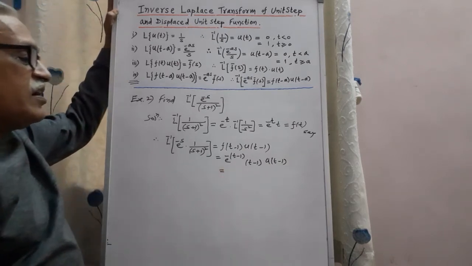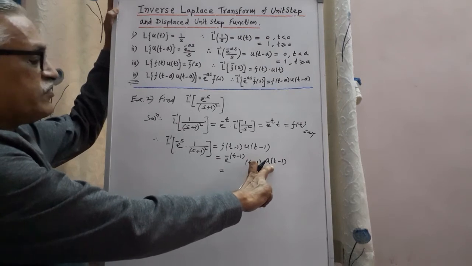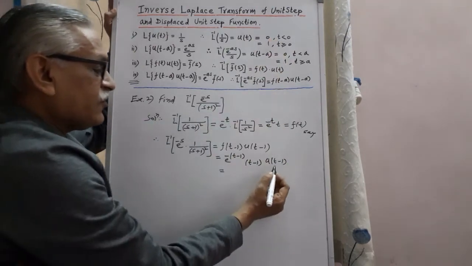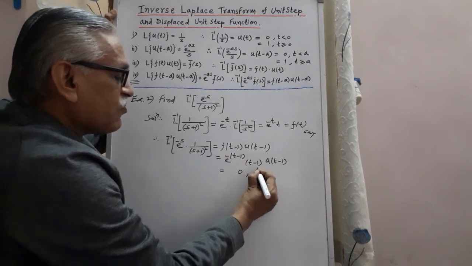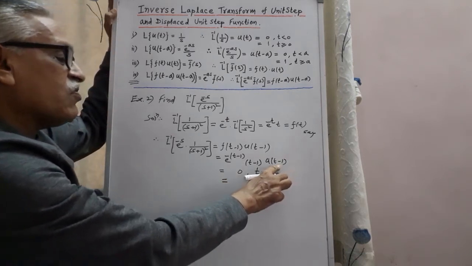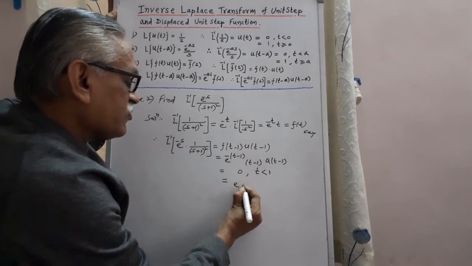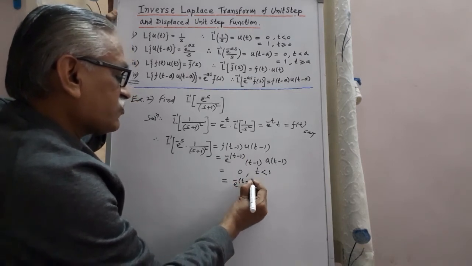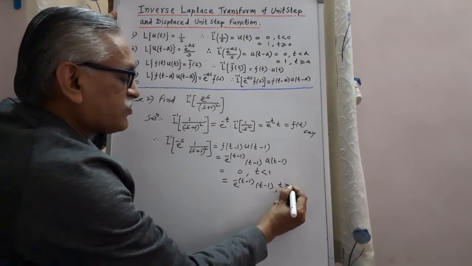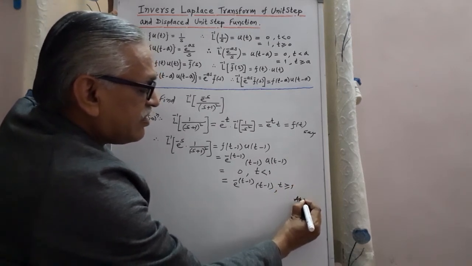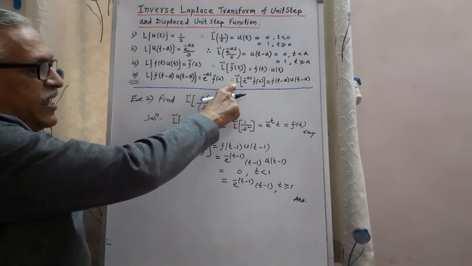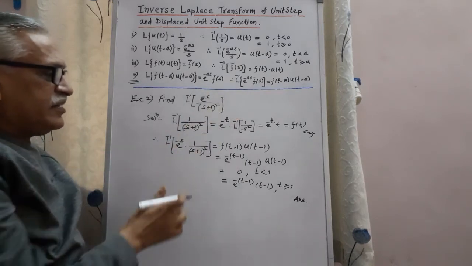And then it is equal to, find the values by applying the definition of this unit displaced step function having two values, 0 and 1. Therefore, when we substitute the value 0 here, this term becomes 0 for t less than a, here 1. And the second value is 1, into this we get e raised to minus (t minus 1) into (t minus 1) for t greater than or equal to 1. This is the required answer, the required inverse Laplace transform. Once again, I have used this fourth result to find the inverse Laplace transform.